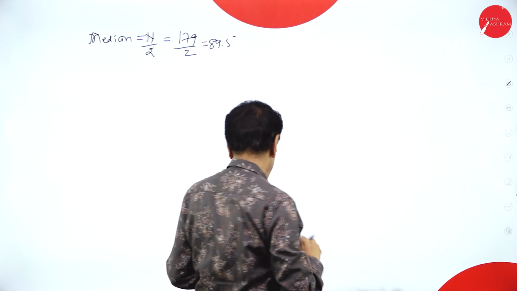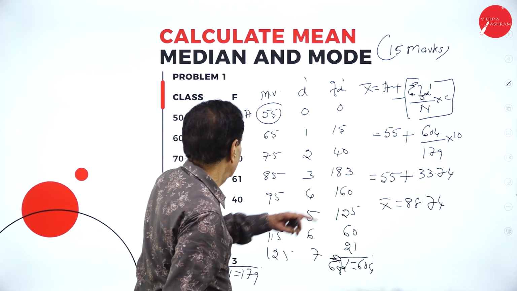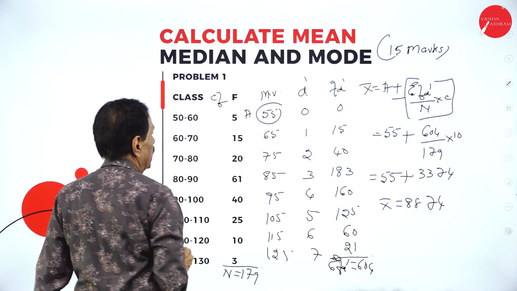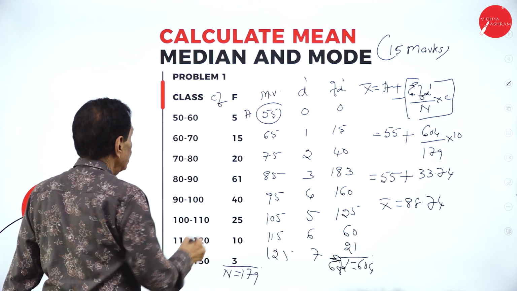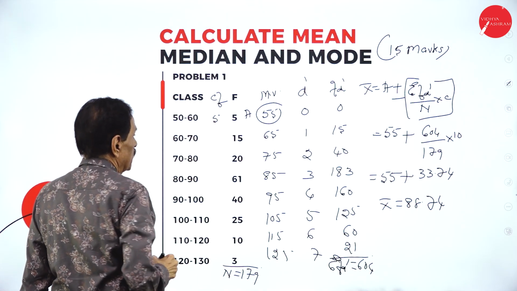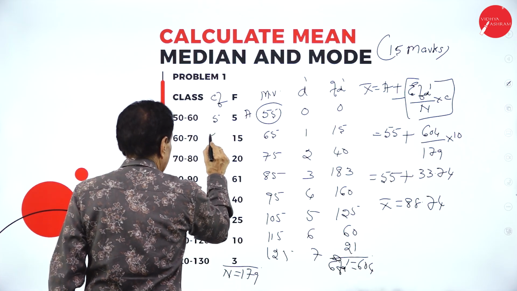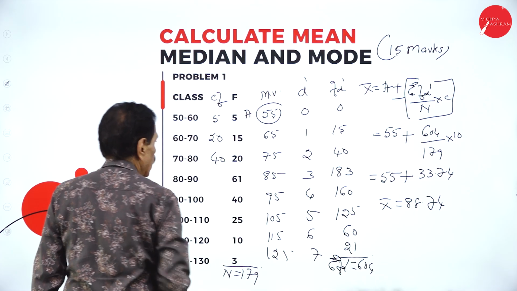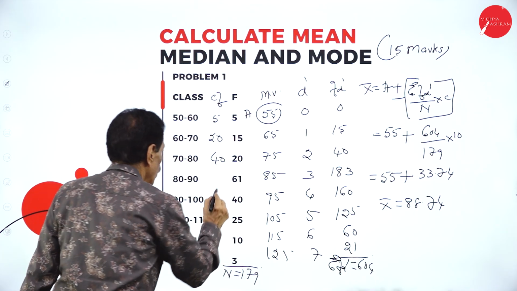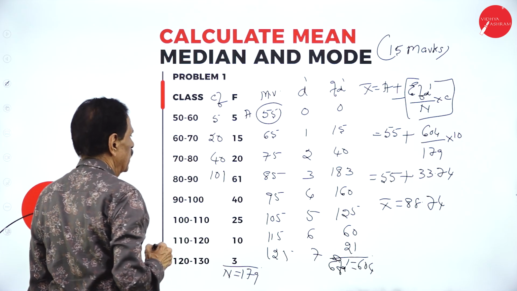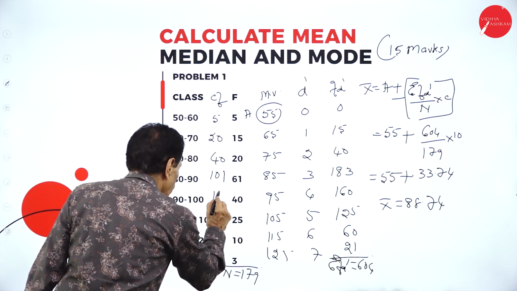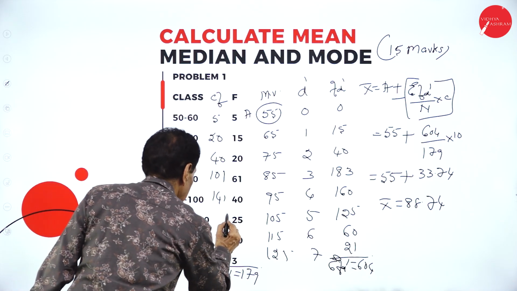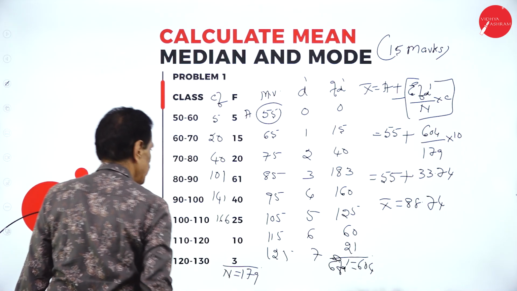Now come back here. Here, mid value is there. Now you have to make the CF here. What is the first number? 5. Plus 15 is 20. 20 plus 20, 40. 40 plus 61, 101. 101 plus 40, 141. 141 plus 25, 166.